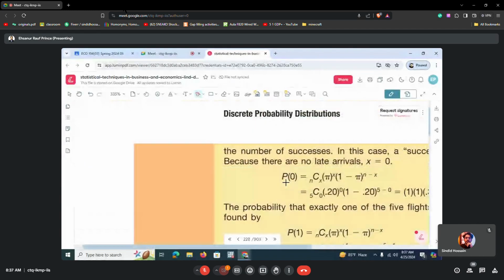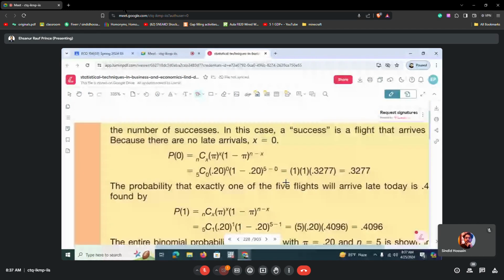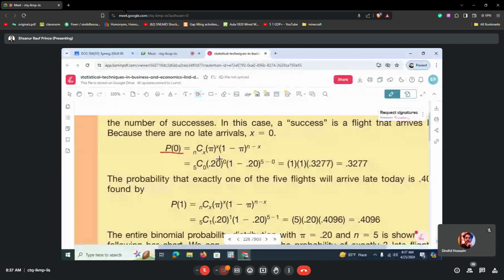So the first one is what? The first one we can illustrate like this. We can explain like this. P0. Why P0? What is the formula? Px, the formula. So the value of x for the first case is what? 0. So that's why they have written 0. P0 equals nCx. We have already noted the values of n and x. N value is 5, x value is 0. So we plugged in the value.